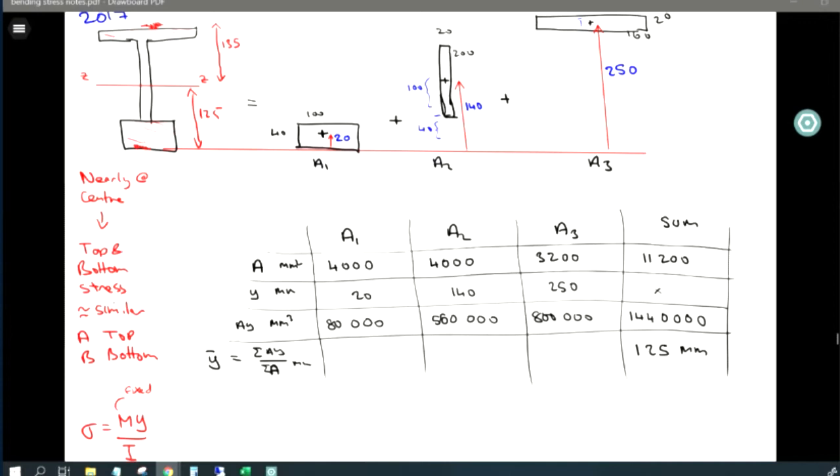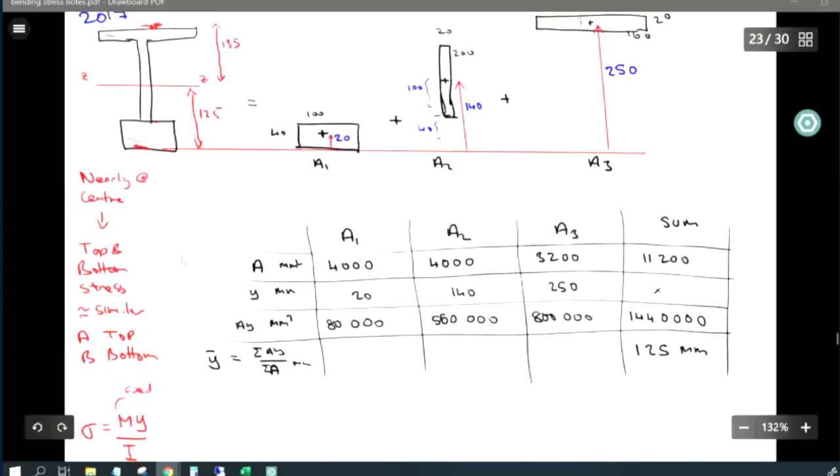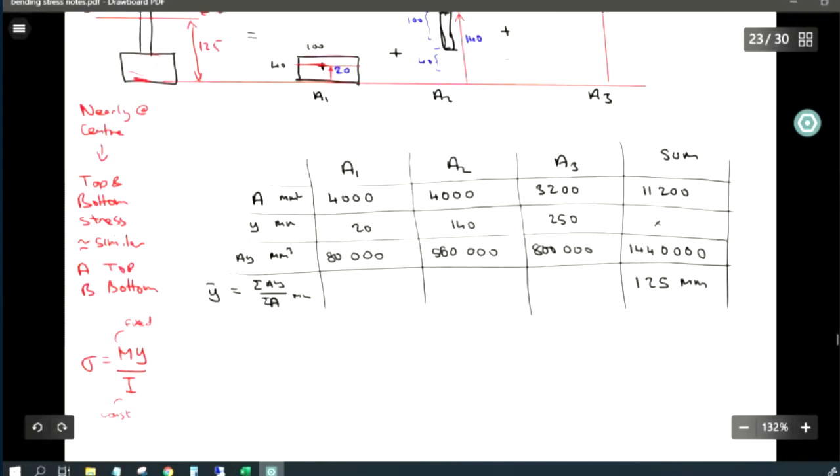We'll carry on. Okay, so the next thing we have to do is to get the I value for the section. And the way we're going to get the I value is we're going to get the I value of each of those little rectangles about its own center. And then we're going to transfer that to the neutral axis using the parallel axis theorem. So for each one of those little centers, I is BD cubed over 12. Okay, so I won't get you to do it out. I'll just put the numbers in here.